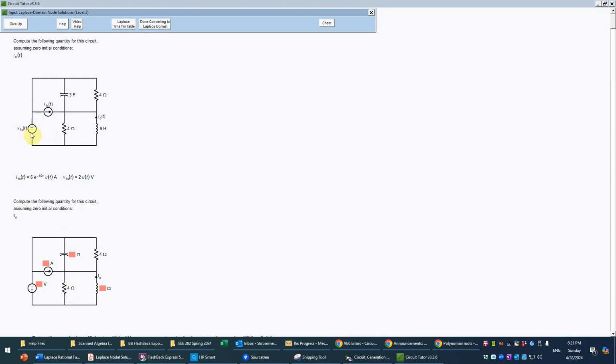So let's do the voltage source first. That's 2u of t, so that will become 2 over S. And hopefully that Laplace transform is already familiar to you, but if you do need the Laplace transform table, you can bring that up at any time by clicking on that button for reference. Okay, the current source now is an exponential function, so we'll remember that that's 6 over the quantity S plus 10.